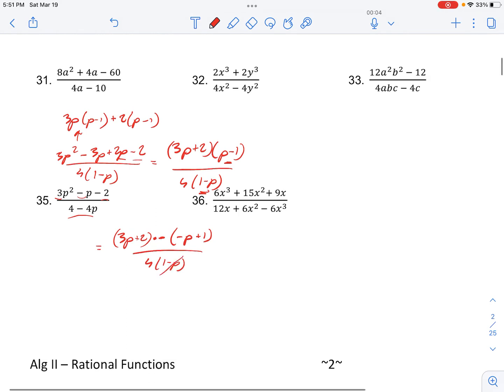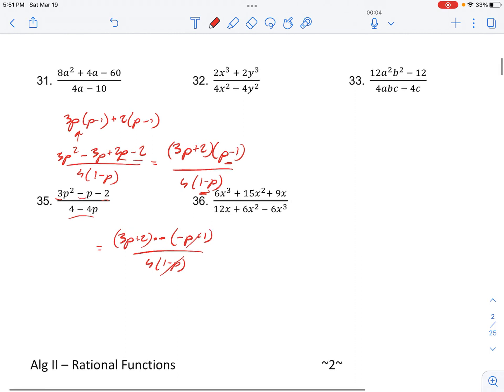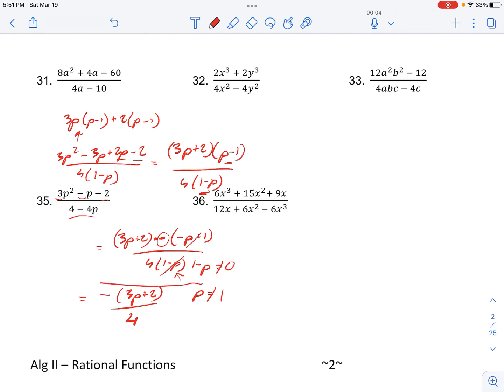Now we can cross out these two terms because they're the same, and we're left with this negative in the numerator. So we have negative 3p plus 2 over 4, with the domain restriction occurring where the denominator cannot equal 0. So 1 minus p cannot equal 0, meaning that p cannot equal 1 as our restriction for the simplified expression.